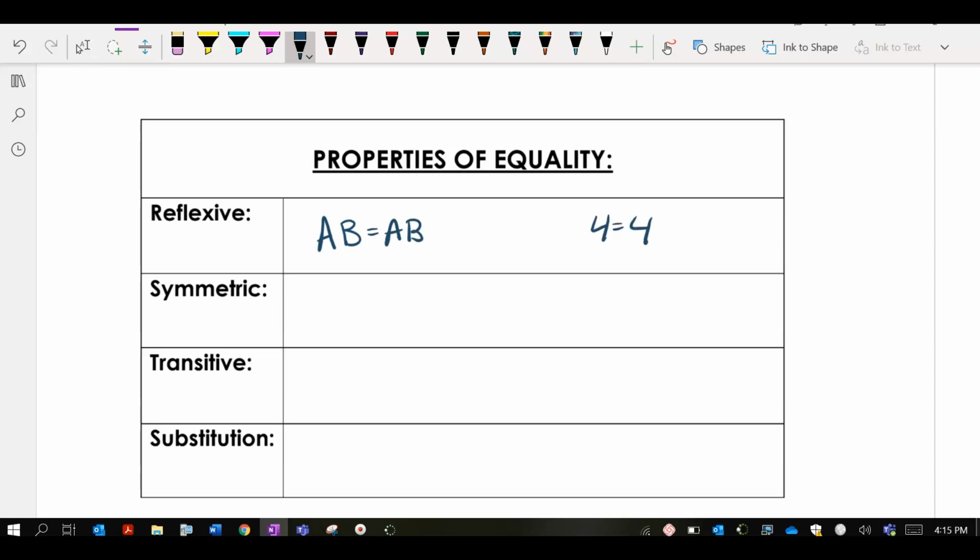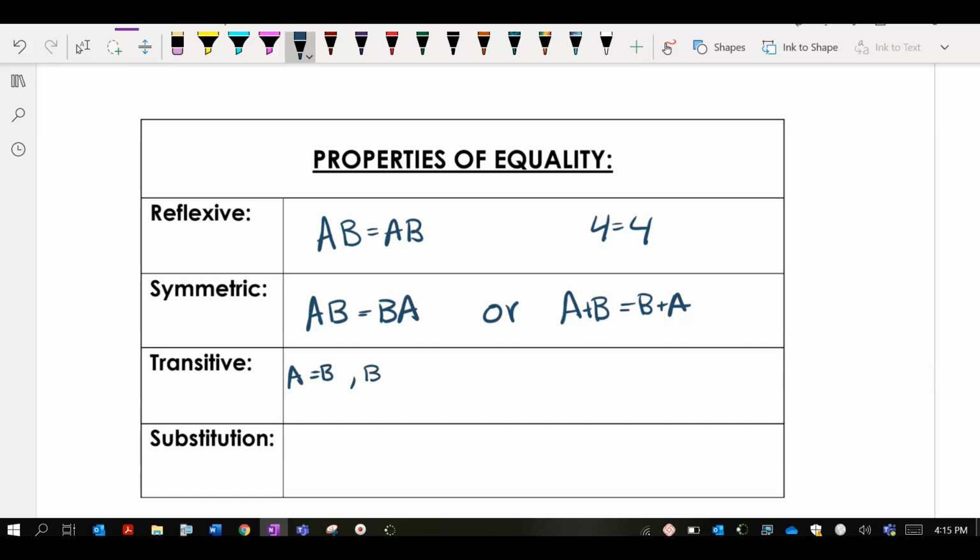Well, yeah, of course, duh. Symmetric is when you have something like AB equals BA. Or you can have A plus B equals B plus A. You're just switching the order. Transitive is a little trickier, but this example is A equals B.